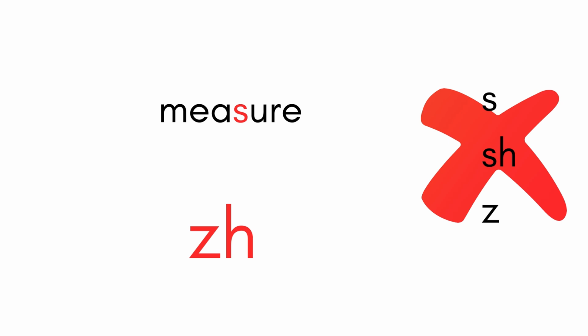Y. Not sh. It should be Y. Measure. So, while you are pronouncing this word, you could keep your finger on your throat and check whether there is a vibration.